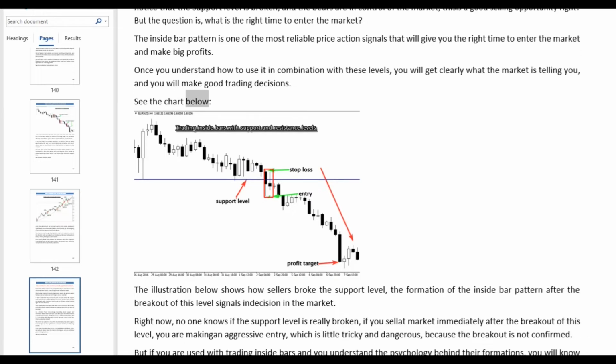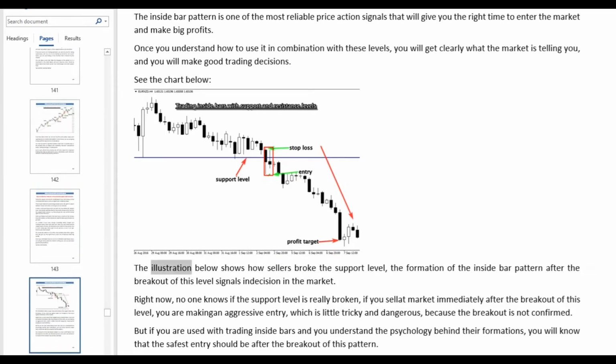See the chart below. The illustration below shows how sellers broke the support level. The formation of the inside bar pattern after the breakout of this level signals indecision in the market. Right now, no one knows if the support level is really broken.